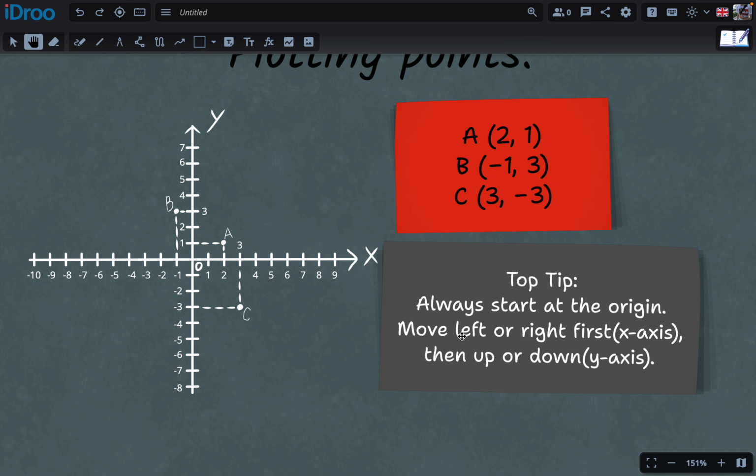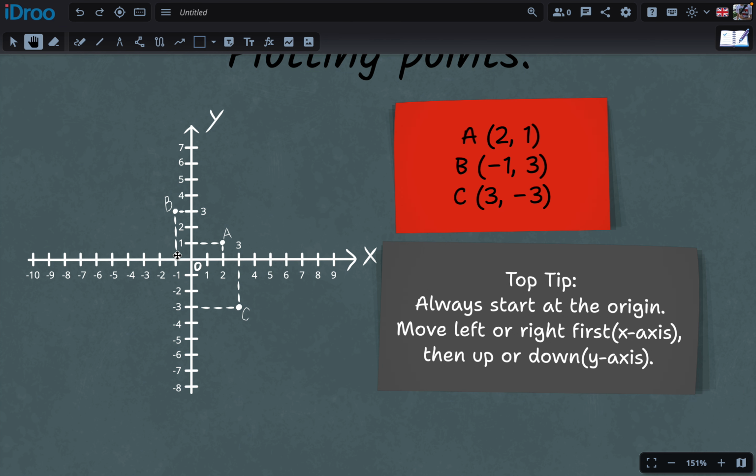So our top tip is to always start at the origin. We move left or right first on the x-axis, and then we go up or down on the y-axis.